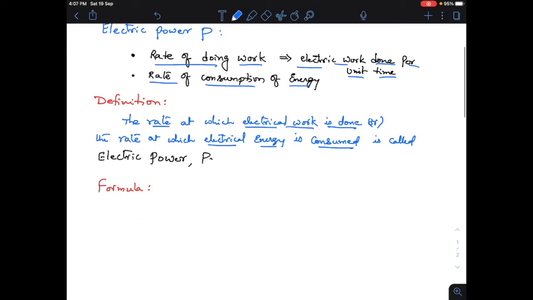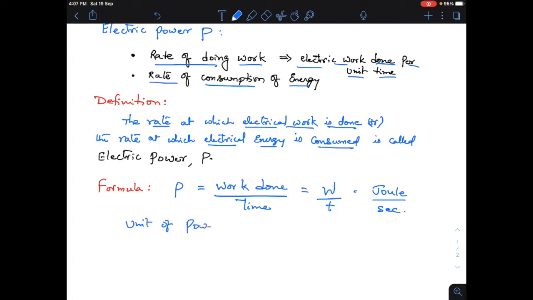So, now let us write the formula for that. P is equal to work done per unit time. So, I will write this as W by T. Now, we know work is measured in joules and time in seconds. So, the SI unit of electric power is measured in watts, W-A-T-T.